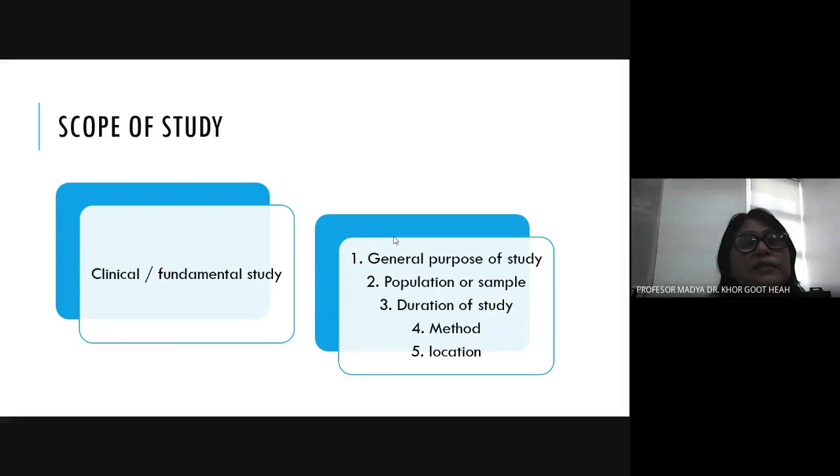The topic or theory of the student's study must also be discussed. Next is the study duration, how long it will take to complete the whole process, and the method they apply. You have to mention these in the scope of the study, and the geographical locations must also be mentioned in this scope of study.